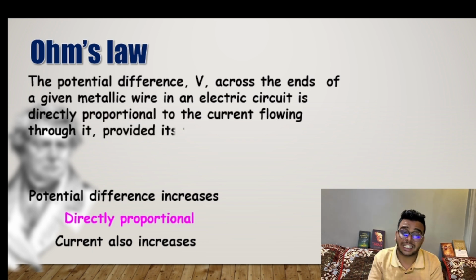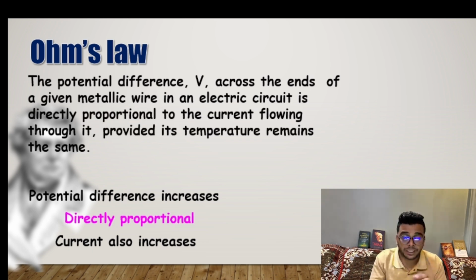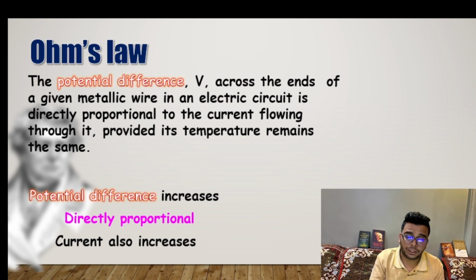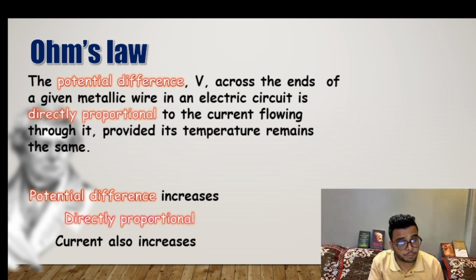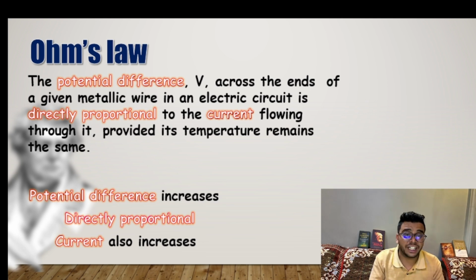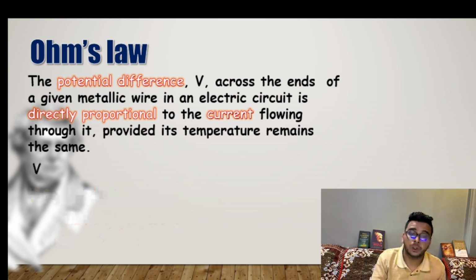So Ohm's law statement goes like this. The potential difference V across the ends of a given metallic wire in an electric circuit is directly proportional to the current flowing through it, provided its temperature remains the same. The physical condition of the conductor should remain the same. Now, everyone, potential difference is directly proportional to current. V is directly proportional to I.